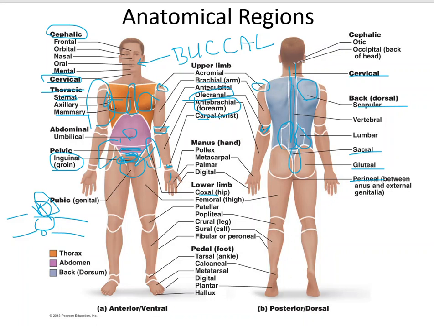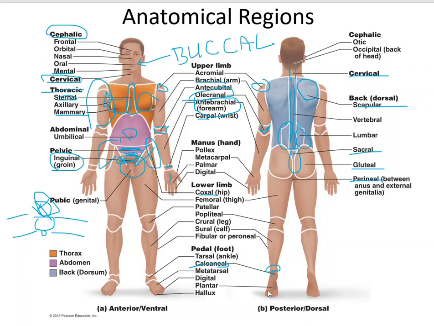Okay, guys, now back to the lower limb, to our leg. We've got the calcaneal region. Let me see if I can find it over here. Calcaneal region is going to be right here. That is your Achilles tendon, if you guys are familiar with that. Just above the foot on the lowest part of the leg.